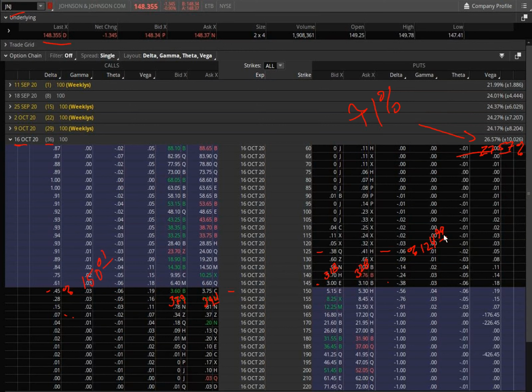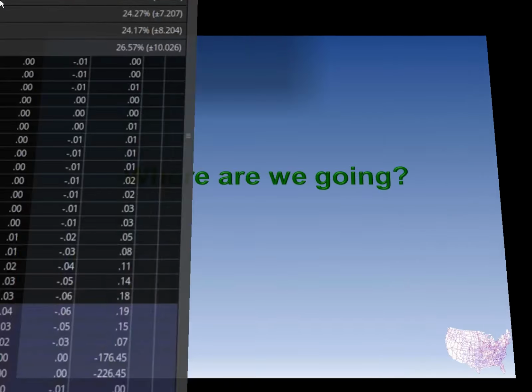Gamma goes with delta. Theta is the thief in the night, and volatility is the one that's not a Greek, but it is the most important Greek.